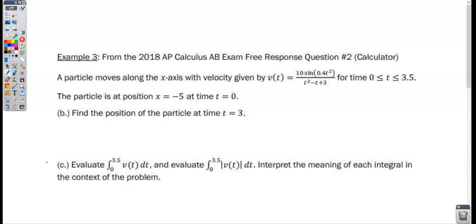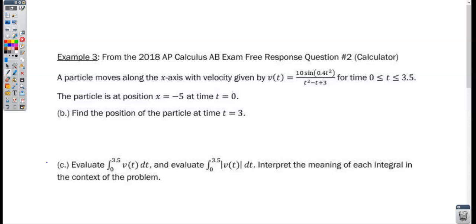Alright everybody, welcome back. This is the second video on section 8.2 for AP Calculus, connecting position, velocity, and acceleration of functions using integrals. We're going to pick up where we left off at the end of video 1 and look at a few more examples.